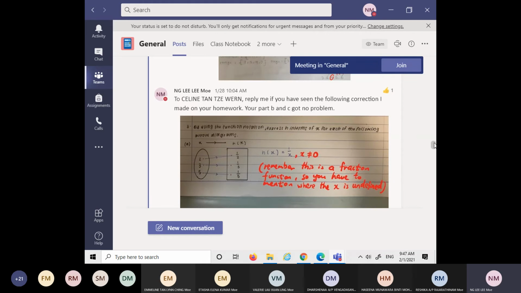She said that this function is 1 over x. This is a fraction function where the denominator has an x. So you remember you have to mention this: the denominator cannot be 0. Here it is very simple, the denominator is only x, so x cannot be 0. So I wrote a comment here. Remember, this is a fraction function, so you have to mention where x is undefined.